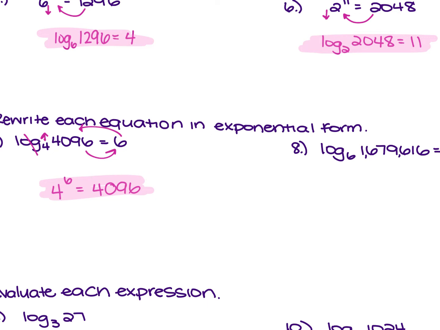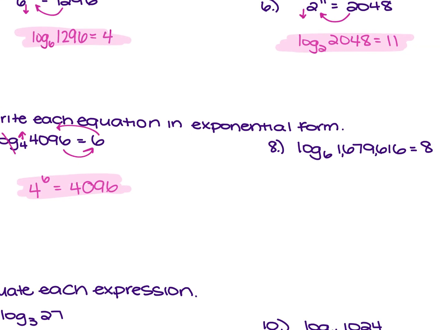For number 8, you're given log 6 of 1,679,616 is equal to 8. You're going to drop your log. That 6 is going to come up. Your answer becomes your power, and your big number becomes your answer. So 6 to the 8th power is 1,679,616.